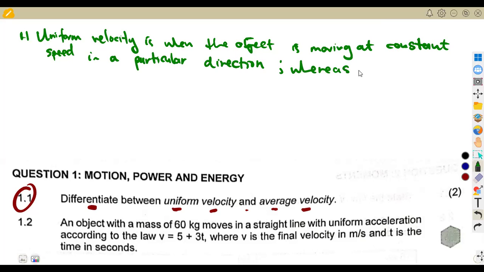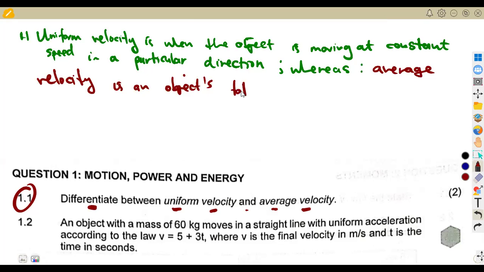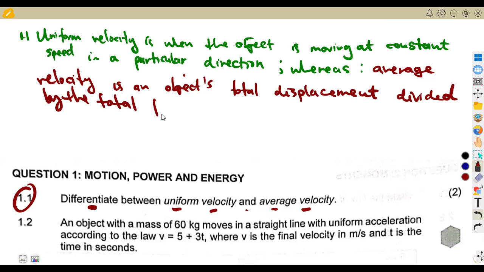Whereas if we are to check what is happening on the average velocity, that's the total displacement over the total time. So this one is an object's total displacement. Like I said, you're going to have the total displacement over the total time, so that's the total displacement divided by the total time taken by the object, which is taken for the object to move.